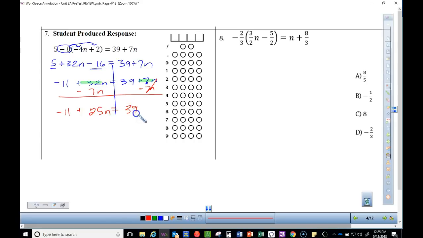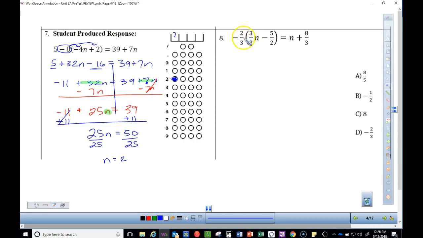And that'll equal 39. Now I can see that my n's are over here, so which constant do I want to move? I want to move this negative 11 because it's sticking out on the n side. So we want to get everything away from our variable. So we'll cancel that out by adding. So we'll have 25n equals, that'll give us 50. And then we'll divide, and you guys probably all know what 50 divided by 25 is. That'll give us 2. So we'll put 2, and we'll bubble in a 2. Make sure you show all your work to get all your points.